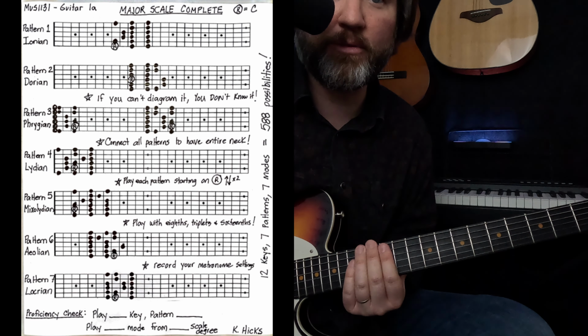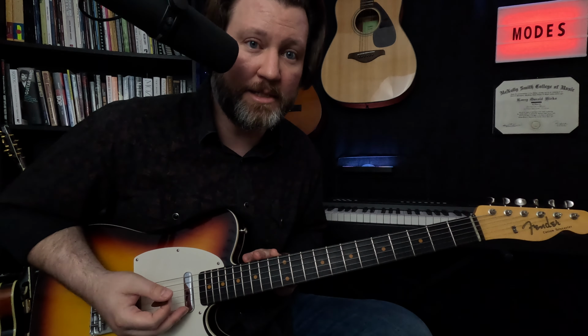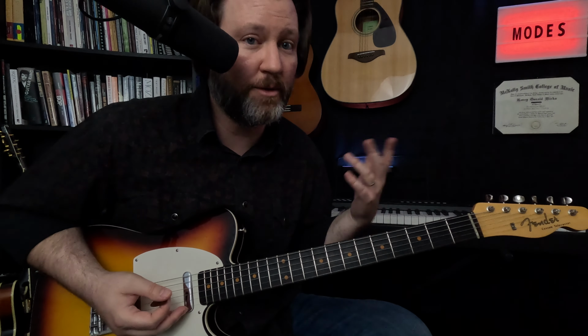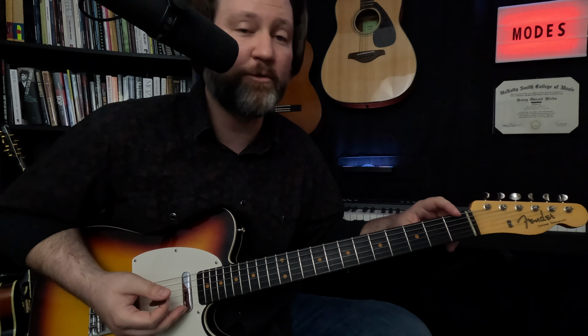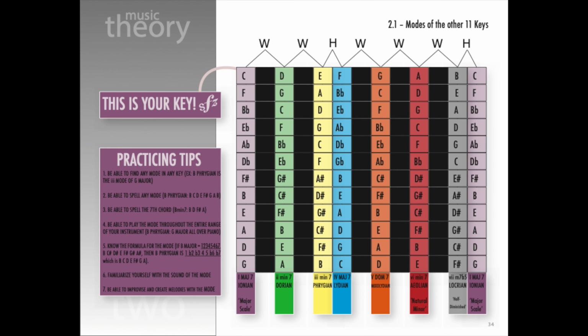And finally, pattern 3: E, F, G, A, B, C, D, E, F, G, A, B, C, D, E, F, and G. So it's found in that location for the key of C simply because of where F is. If we were in the key of F, F would be pattern 1. So with these patterns, we have 12 keys, we have 7 patterns per key. That means there are 84 patterns of the major scale.